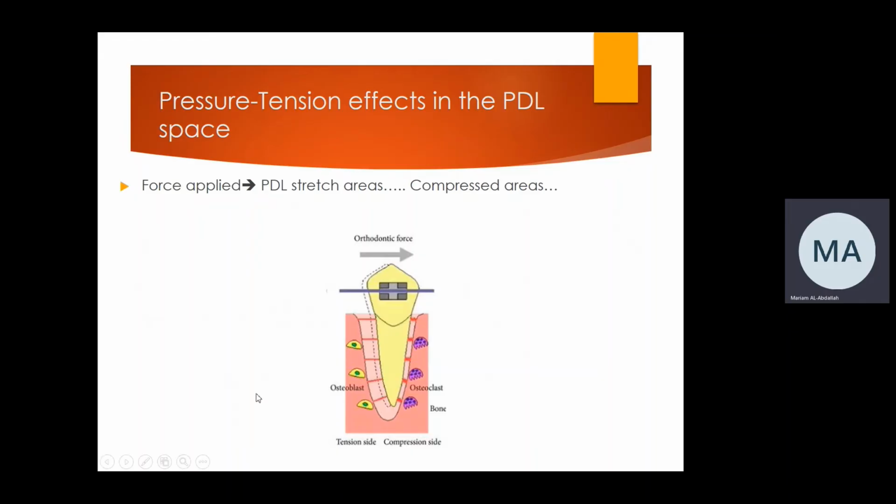As you can see here, this is the appliance, and this is the wire, and this is the direction of force. So the force is going to this side, okay? So the opposite side will be experiencing within the socket what we call the stretching or tension area. And then the other side where the tooth is moving toward is called the pressure area or the compressible area. Okay, so this is the first stage or first step of this theory.